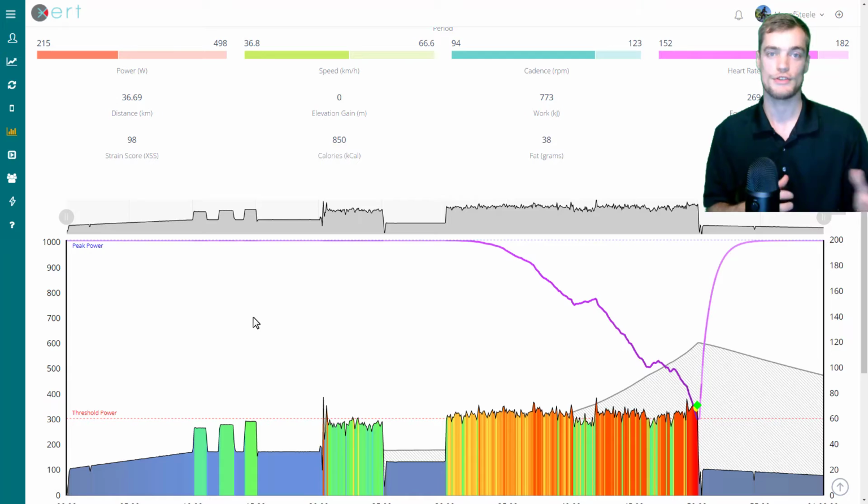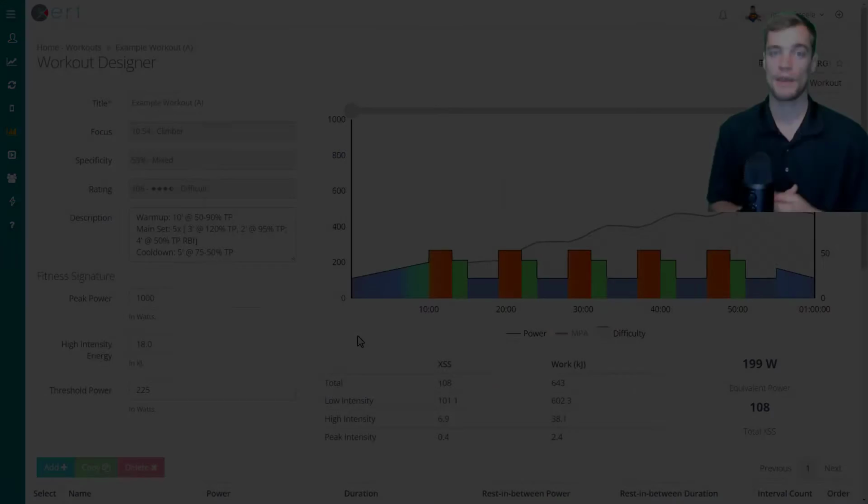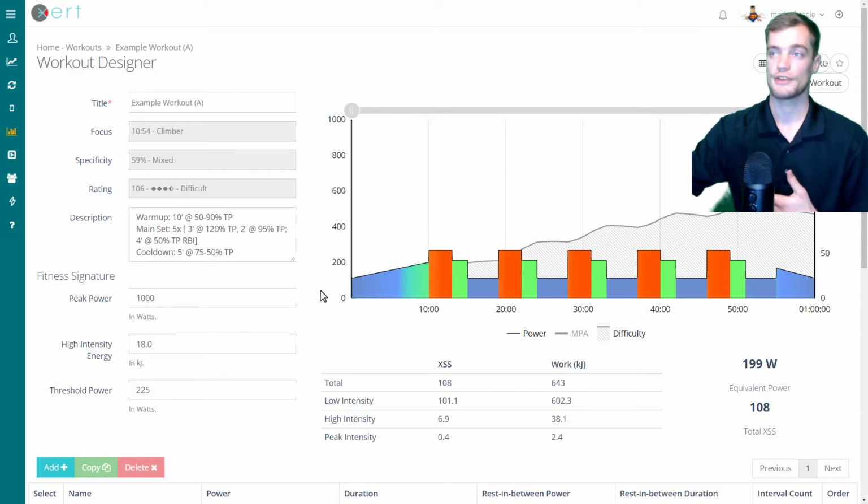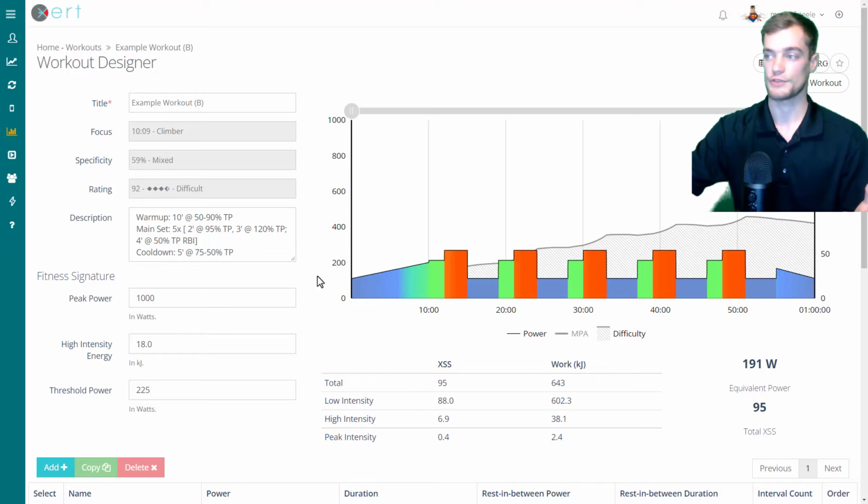So let's jump over to the second demonstration. In this second demonstration, I want to show you the importance of order and why order matters in Xert. To do this, I'm going to take us into the Workout Designer, and we're going to look at 2 workouts. I have example workout A displayed here on the screen, and example workout B now displayed on the screen.